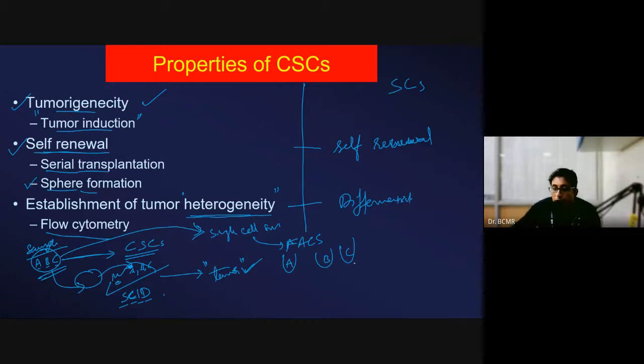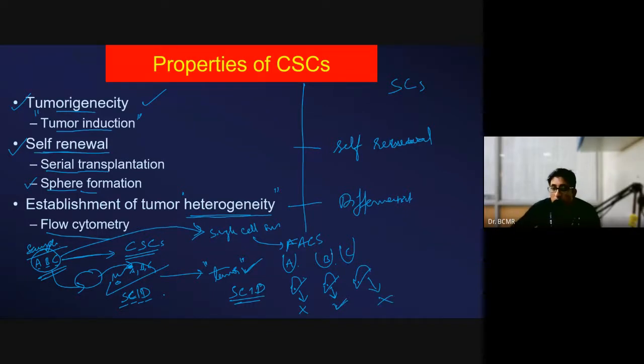Here now we can perform a correct experiment, in which we give C cells to one type of mouse, B to another, and A to another. All of them are SCID, or immunocompromised, lab animals. And now we check which one has the ability to give rise to a tumor. Maybe A did not give, maybe B gave, and C did not give.